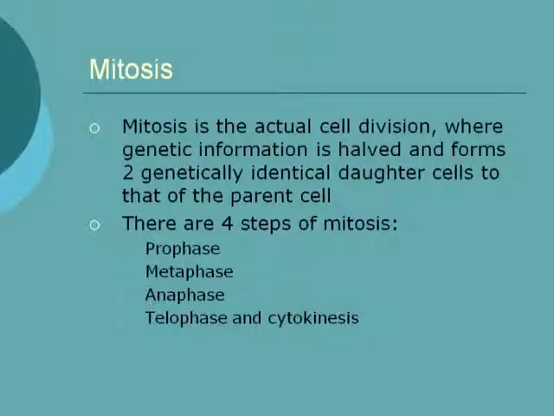Mitosis is the actual cell division where genetic information is halved. That's our nuclear division, and it forms 2 genetically identical daughter cells to that of the parent cell. The 4 steps are prophase, metaphase, anaphase, and then telophase with the cytokinesis.